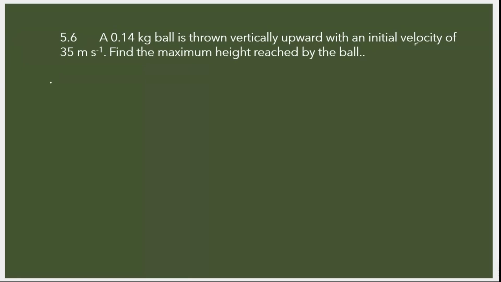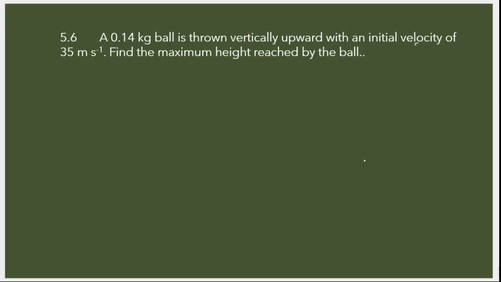Dear students, today we will solve the sixth numerical from chapter number 5. This is Physics Class 9 new book. The question states that a 0.14 kilogram ball is thrown vertically upward with an initial velocity of 35 meters per second. Find the maximum height reached by the ball.